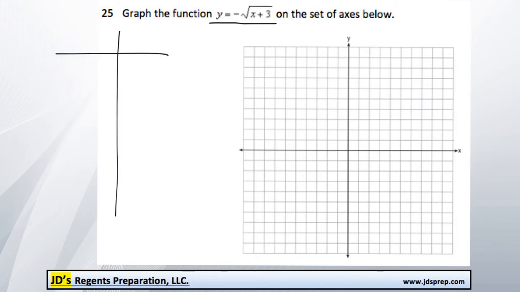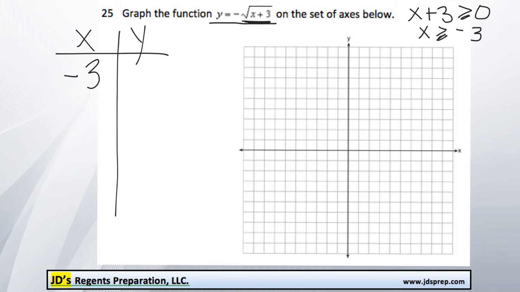And I'm going to start at a specific x value, because if we're trying to figure out the restrictions of this function, we know that x plus 3 needs to be positive because you can't square root a negative number. So x plus 3 must be greater than or equal to 0, and that means x must be greater than or equal to negative 3. So I think it would make sense to choose that as our first x value, negative 3.